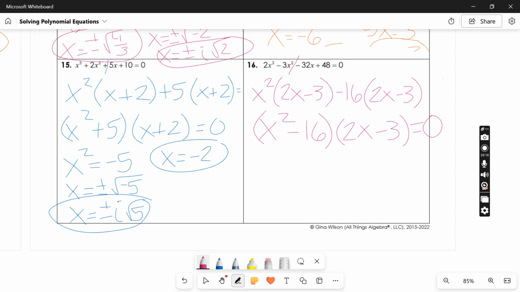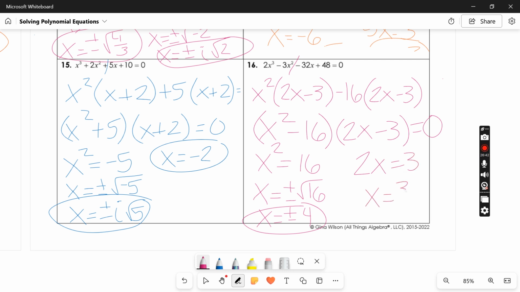You can factor this one further if you want, or you can just continue to do the way we have been doing it. This would be x squared is equal to 16. So that means x is equal to the positive and negative square root of 16, which, lucky for us, 16 is a perfect square. It's just 4. And then this one would be 2x equals 3. Dividing both sides by 2, I get x equals 3 over 2.